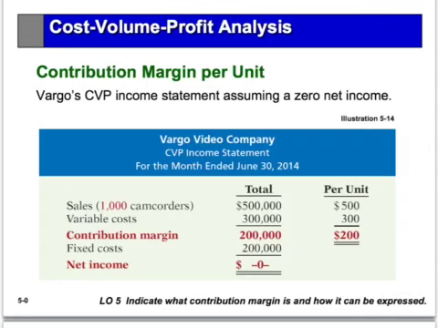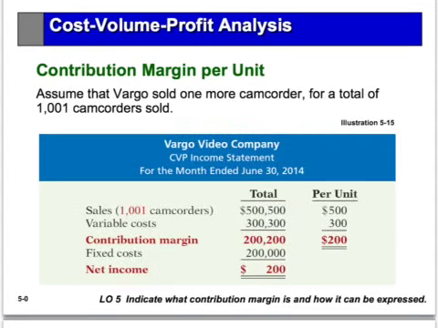Now, if I was to sell 1,000 units, this would be my income statement. And as you can see, sales 500, variable cost 300. Contribution margin is exactly equal to the fixed costs, so there is no net income. That means this is my break even, 1,000 camcorders. On a per unit basis, we can predict the break even as well, because on a per unit basis, we have the contribution margin per unit. And that is 200. And at 1,000 units, it would be exactly equal to the fixed cost.